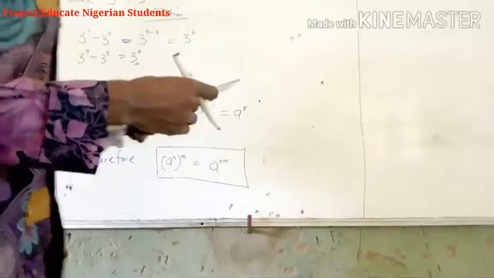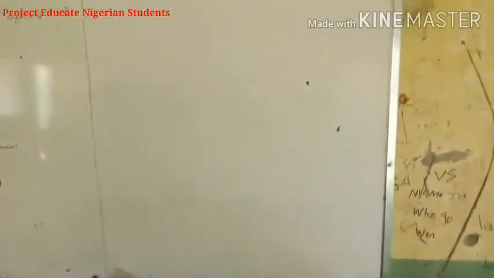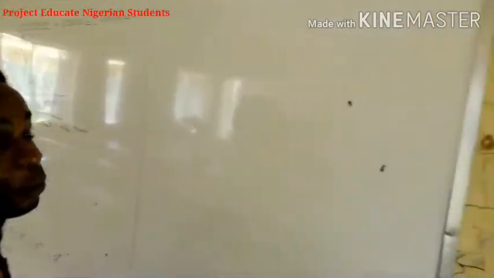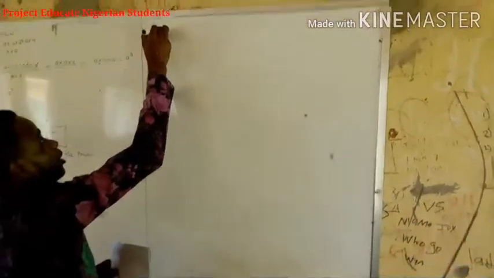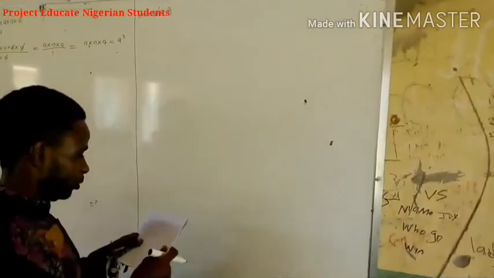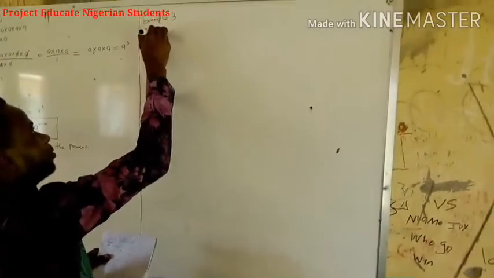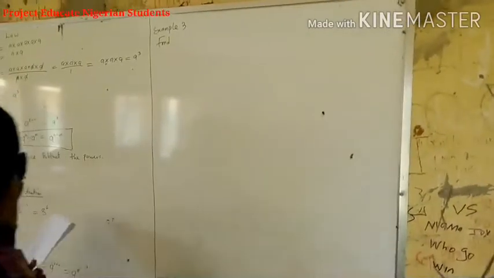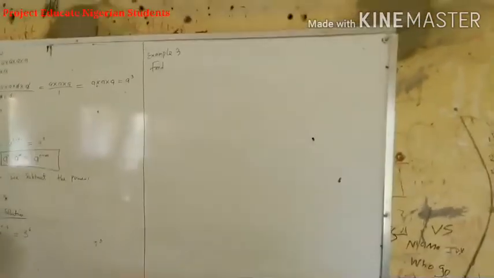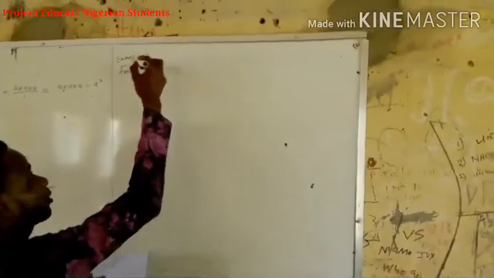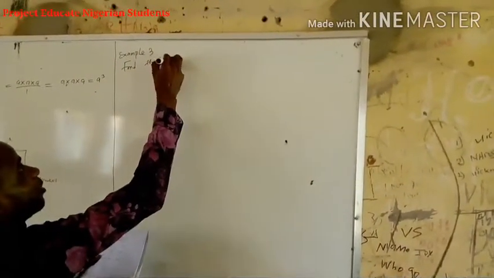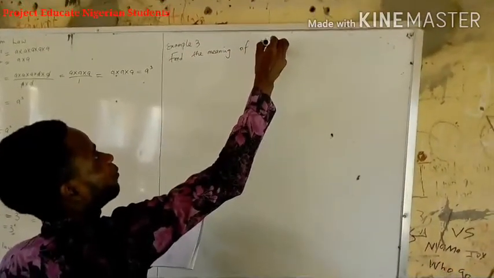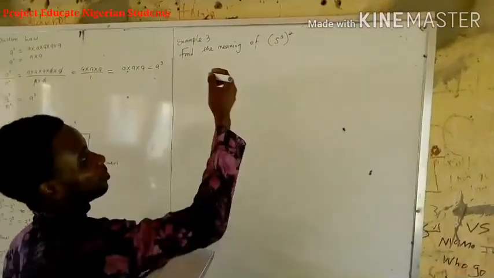Okay, so let's take an example. This is example 2, so let's go to example 3. Example 3 says find the meaning. Sometimes mathematics can be confusing. The first example says simplify, this one says solve, why this one says find the meaning? They are talking the same thing. Find the meaning of 5 raised to the power of 3, power 2. This one is easier. Okay, so let's get the solution.